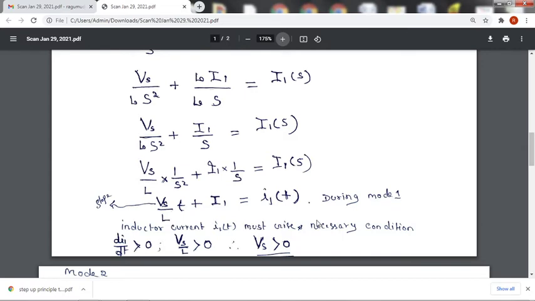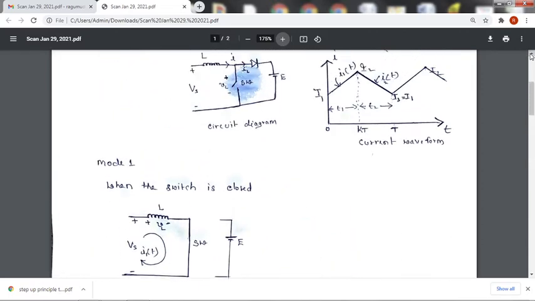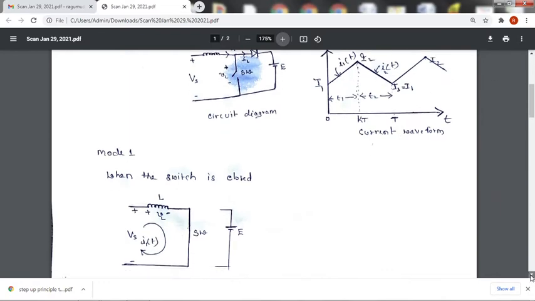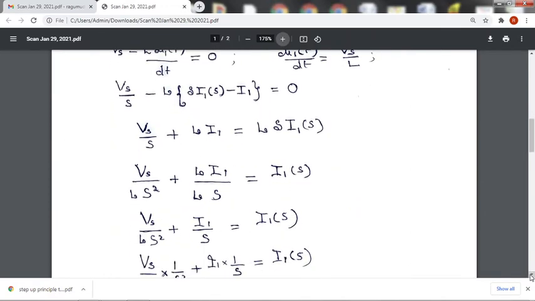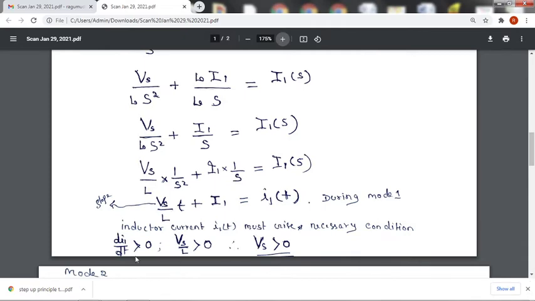During mode 1, the inductor current I1 of t must rise. What is the meaning? I1 of t must rise means the slope should be positive. What is the slope? Vs by L. Vs by L should be positive, which means Vs by L should be more than 0. So dI1 by dt is more than 0, or Vs by L should be more than 0. Therefore Vs should be more than 0. This is one necessary condition.